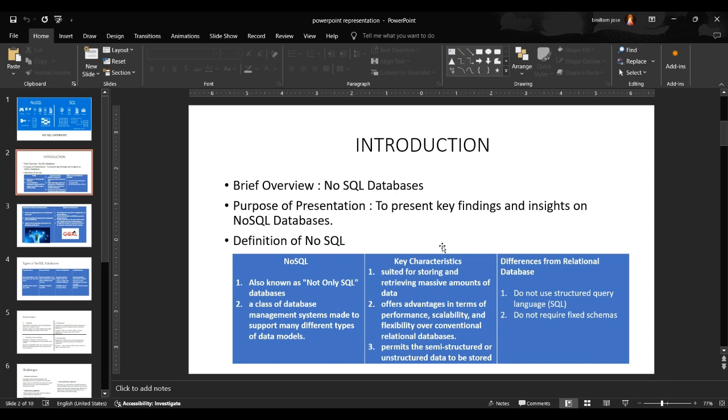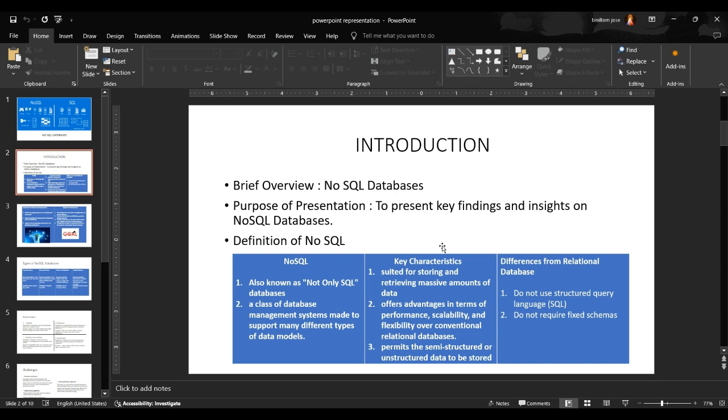To start off, I would like to start with the definition of NoSQL. Basically, NoSQL literally means not only SQL databases. It is a class of database management system made to support many different types of data models.